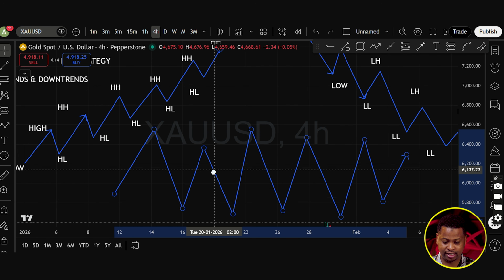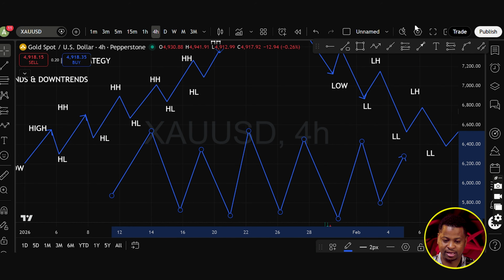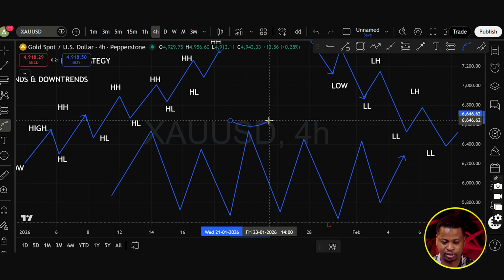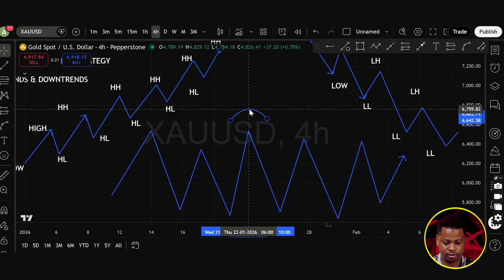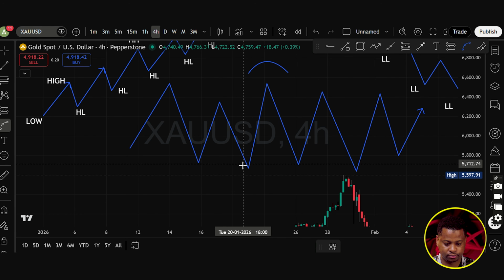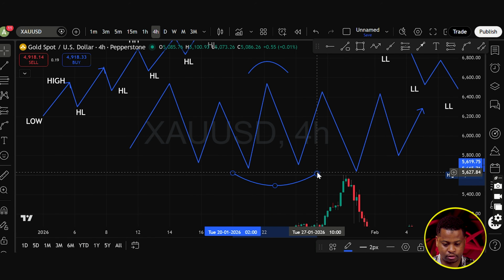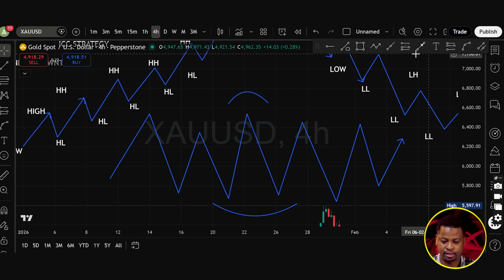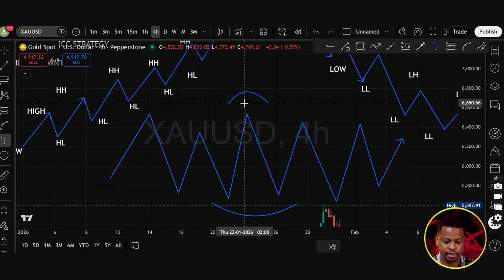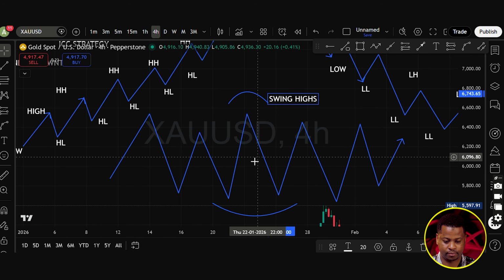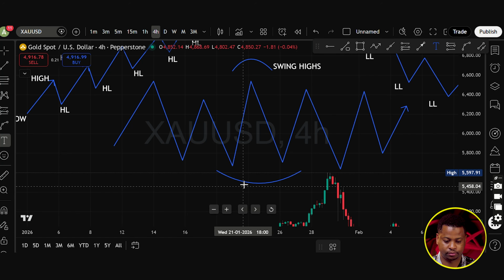And how I see it, according to ICC, is the market will keep on giving me the swing highs that we talked about in our last video, okay? The swing highs and swing lows. So the market is going to form swing highs and swing lows. Let me just write that here. Swing highs and swing lows.